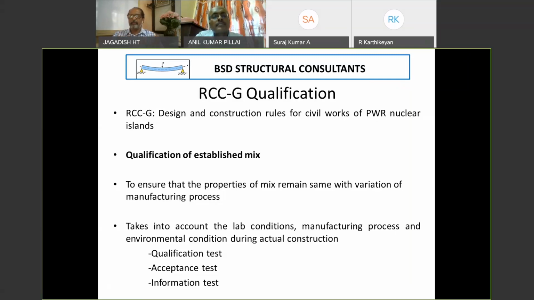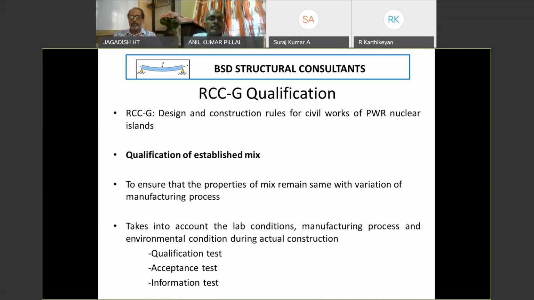The way we use the concrete, the way we use all the civil code in civil works is applicable to all reactors. Now, what this code talks about is only qualification. That means you should have already established a mix as per your country code. In India, we have our own IS code which talks about the mix design. We have to establish the mix as per our Indian code. Simple. The first step that we completed, let us say.